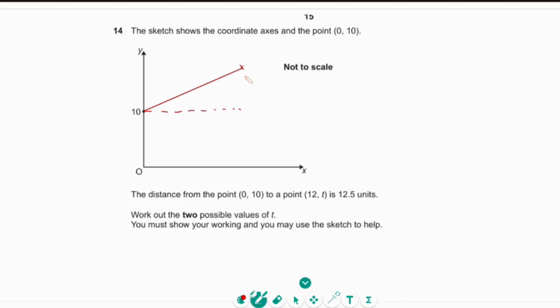You must show your working and you may use the sketch to help. Hopefully you've spotted this right angle triangle here. So I know this is across 12 because the coordinates of this point are 12, t. I also know that the actual length of the line, the distance between the 2 points, is 12.5. So can you see I can use Pythagoras to work out the missing length.